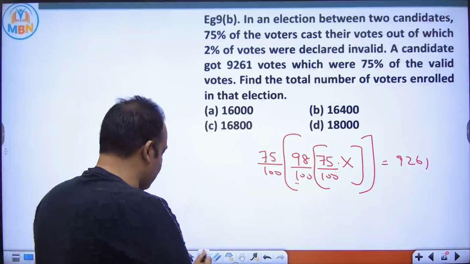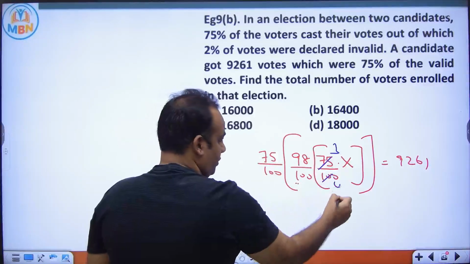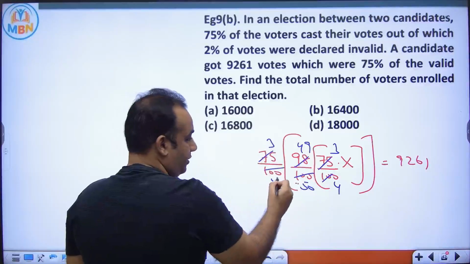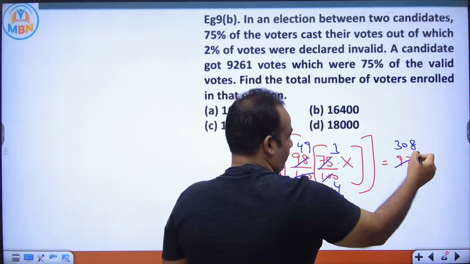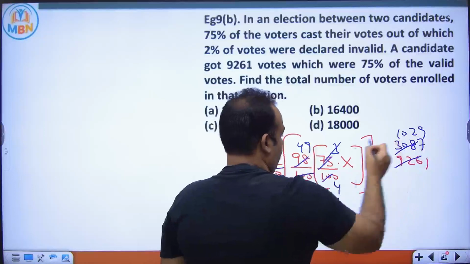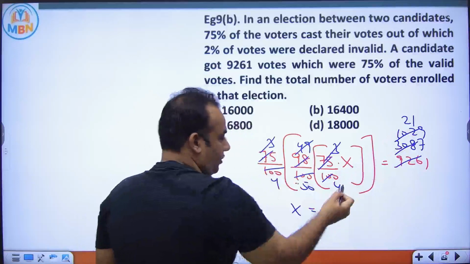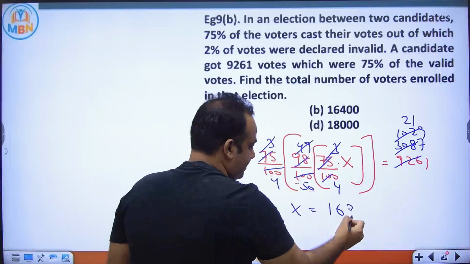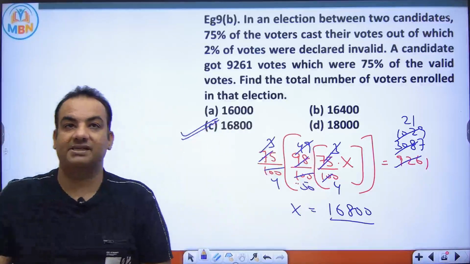Now I have to solve this. Simple calculation is there. This is 3, this is 4. This is 49, this is 50. This is 3, this is 4. If I cancel this by 3, this is 3, 0, 8, 24, 2, 21, 7. If I cancel by 3, this is 1, 0, 2, 9. If I cancel by 49, this is 21. So 21 into 4, 84. Then 4200 into 4, 16800. So the answer for this is option C, 16800.